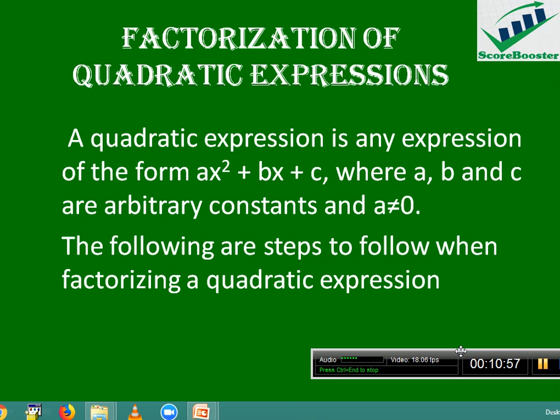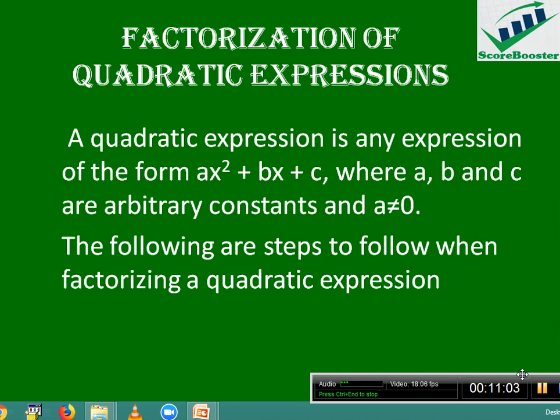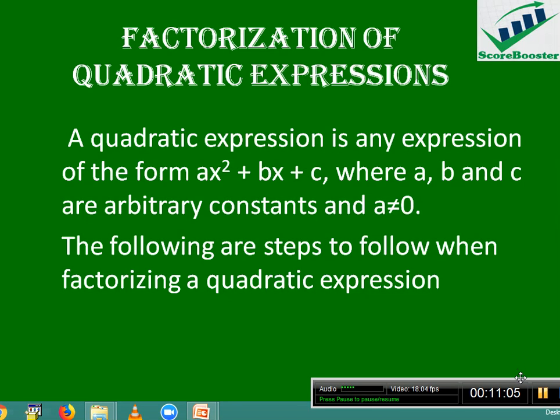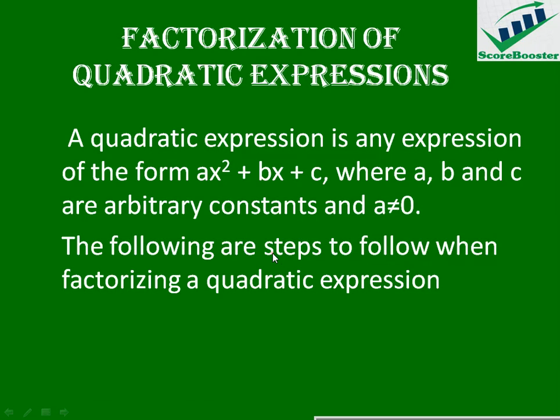So a quadratic expression is any expression of the form ax squared plus bx plus c, where a, b, and c are arbitrary constants. What they mean by arbitrary constants is that they are not variables like they are written here in a normal question. They are numbers. Here it means that a is the coefficient of x squared, b is the coefficient of x, and c is the constant term, like you have been taught in coefficients of terms.